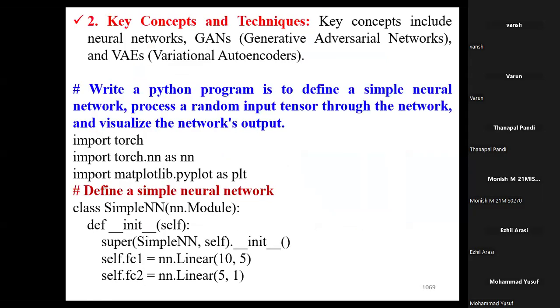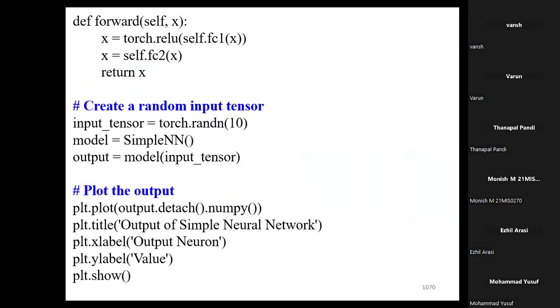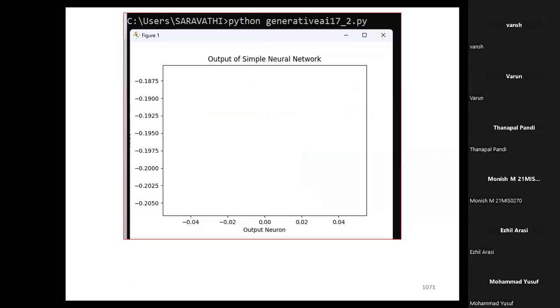Next, second application: key concepts and techniques. What are the key concepts of generative AI? They include generative adversarial networks and variational autoencoders. These are the two concepts I have explained already. Write a Python program to define a simple neural network, process a random input tensor through the network and visualize the network's output. For this, what am I importing? The Torch library. From that Torch library, I am deriving a neural network. Then I am importing Matplotlib. Then define a simple neural network model, then create a random input tensor, then plot the output. Like this, I am generating the second program.